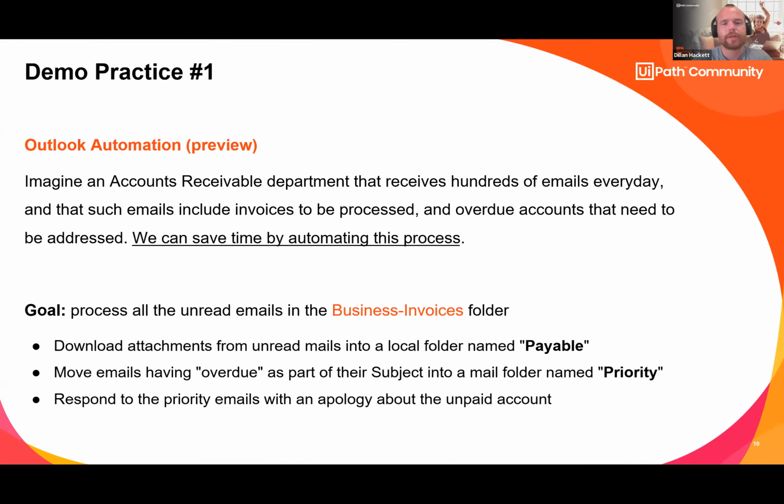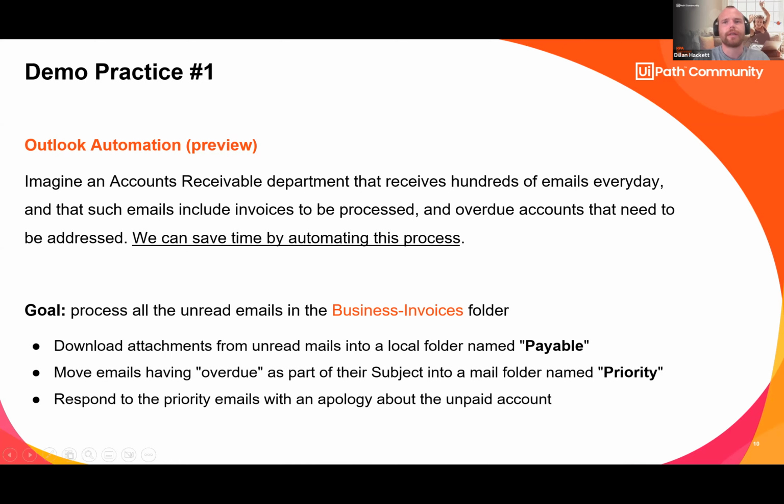We're then going to specifically look at the ones which say overdue in the subject, and we're going to move them to another mail folder called priority, just to make sure that they are dealt with in a timely manner. And we're also going to be replying to those priority emails with a short email with an apology, essentially, about the unpaid account, maybe suggesting that it's going to be paid very shortly. So we're going to go through this all together.